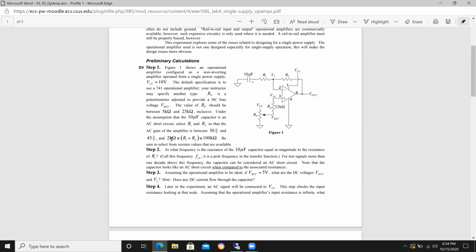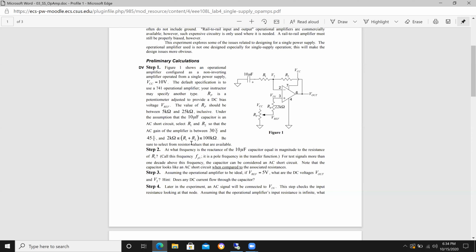Select R1 and R2 to get the gain of the amplifier between 30 and 45. Then I give you this equation. So you've got two unknowns, R1 and R2, and you have two conditions. The gain has to be between 30 and 45, so 1 plus R2 over R1 has to be between 30 and 45. Then R1 plus R2 has to be between these values.